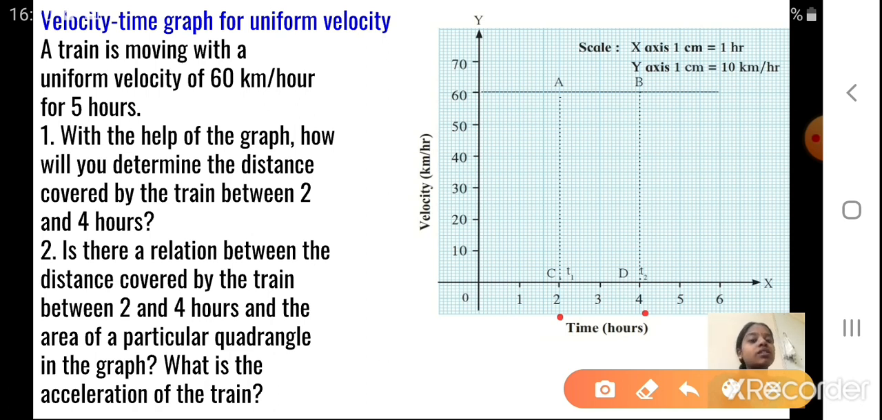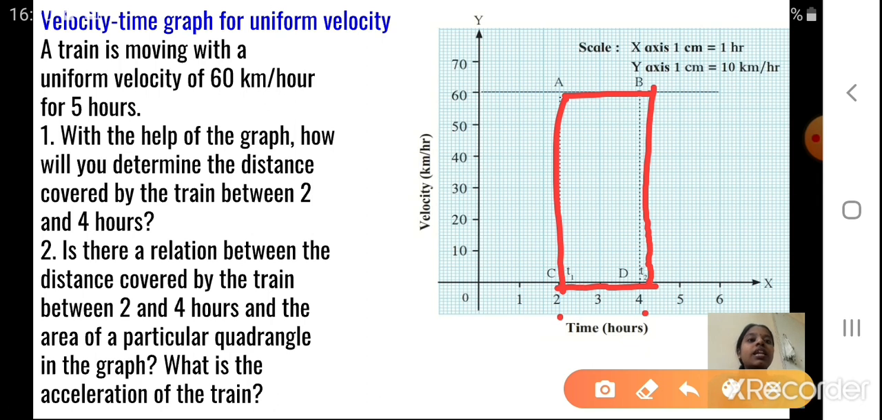Okay. Now next question is, is there a relation between the distance covered by the train between 2 and 4 hours and the area of the particular quadrangle in the graph? Can you see you are getting a quadrangle here? AB. Can you see this? AB is there? Yes. BD, CD and AC. Am I getting a quadrangle? Yes. This quadrangle is a rectangle.